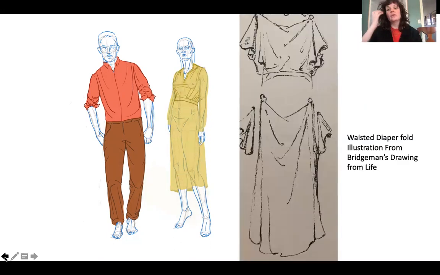So the first thing that we're going to notice should feel a little familiar. We'll look at this upper torso of the dress, and there's definitely some same things happening. We're beginning this dress shape with our familiar diaper fold coming off of the suspension points of each shoulder.